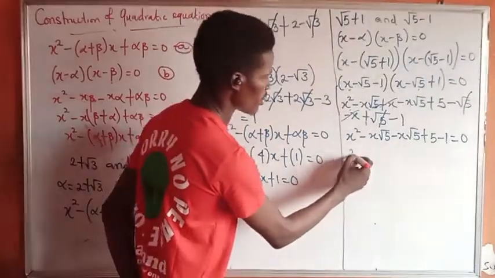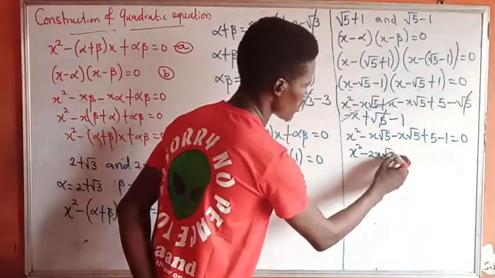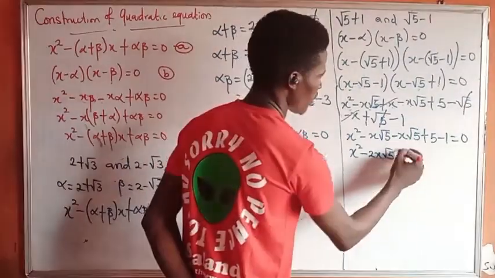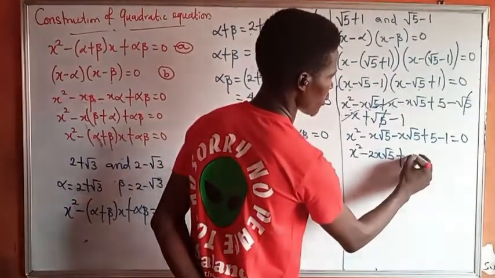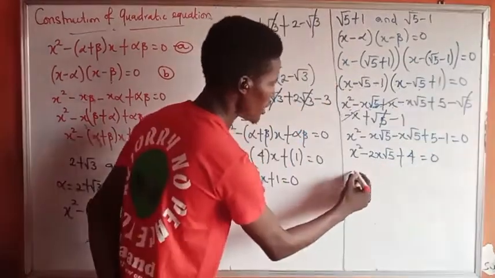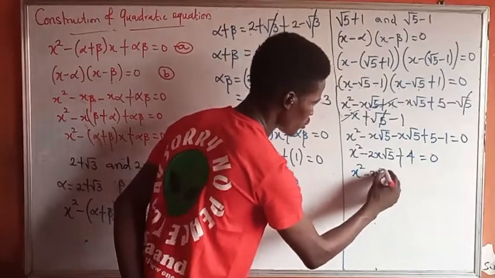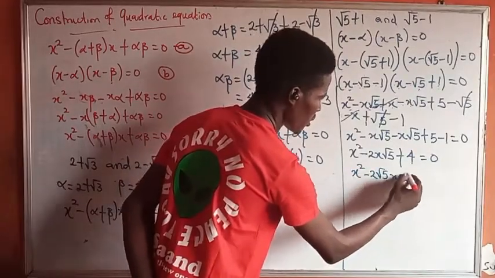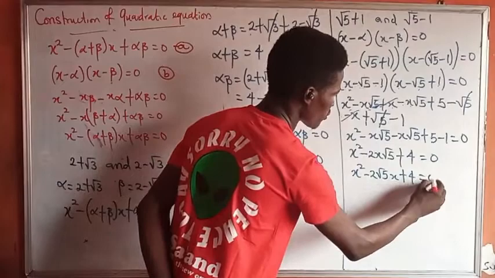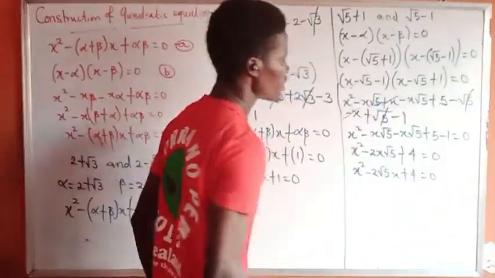So this one will be x squared minus 2x root 5 plus 4 equals 0. So that will now be x squared minus 2 root 5 x plus 4 equals 0. So this will be our formula. Just rearrange. It is very simple.